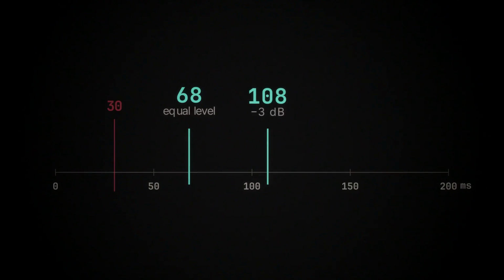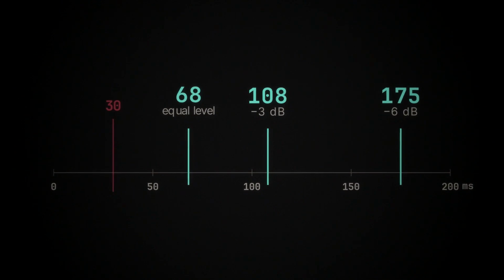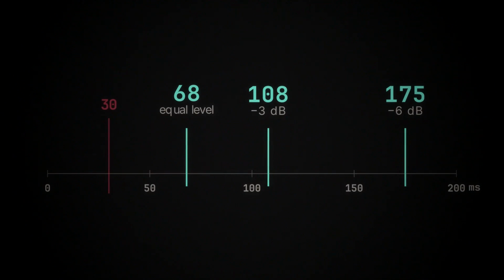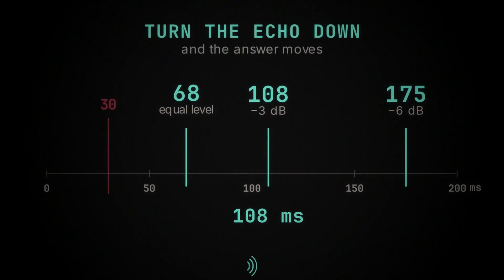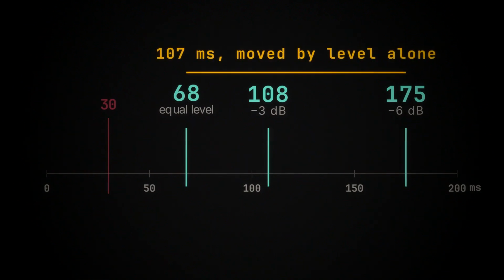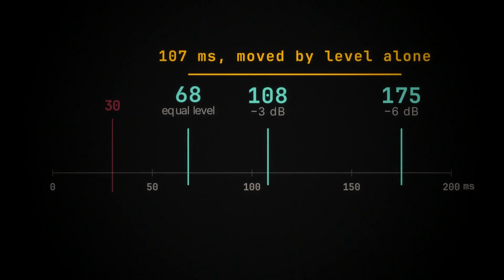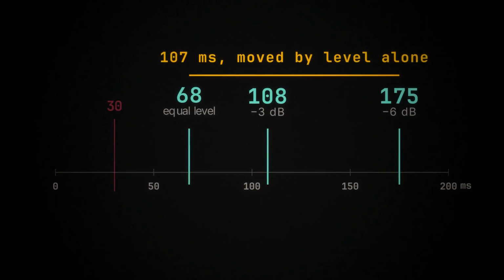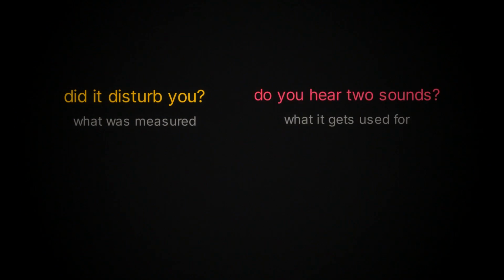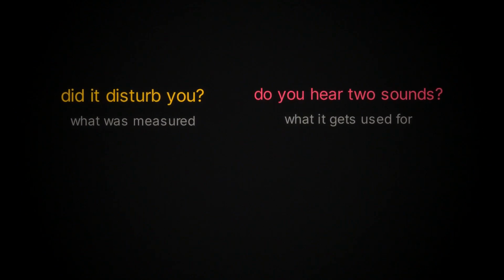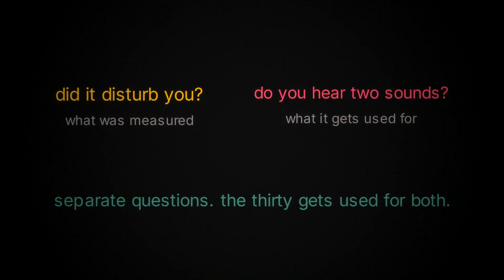Then they turned the echo down 3 decibels, and it moved to 108. 6 decibels down, 175. Level moved the answer by more than 100 milliseconds. So a rule made only of milliseconds was never going to survive. And disturbed was never the same as I hear 2 sounds. Those are separate questions, and the 30 gets used for both.